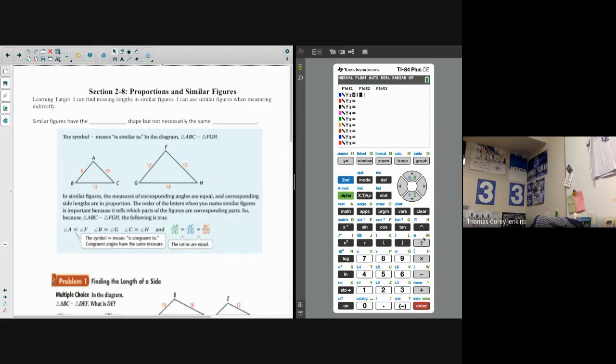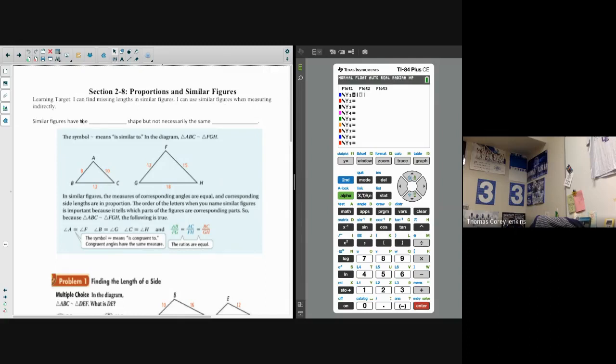It is called Section 2.8, Proportions and Similar Figures, or Applications of Proportions. It goes right along with what we've been doing in 2.7 and also the DMR, so you should have a head start somewhat. As you can see, our learning target is I can find missing lengths in similar figures. I can use similar figures when measuring indirectly.